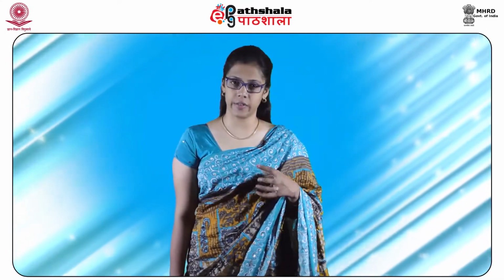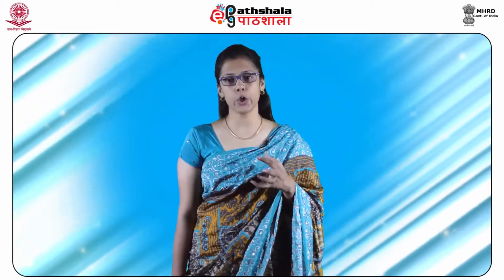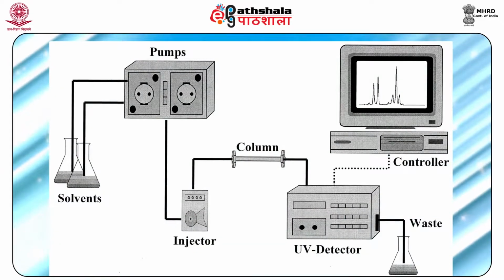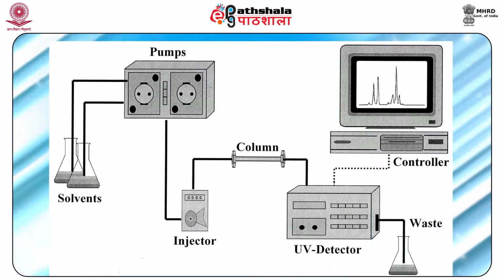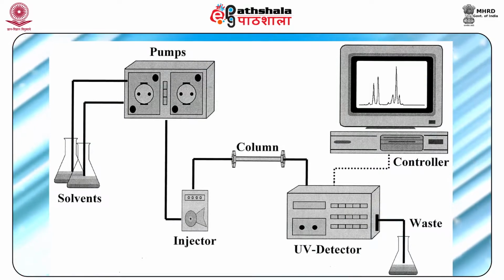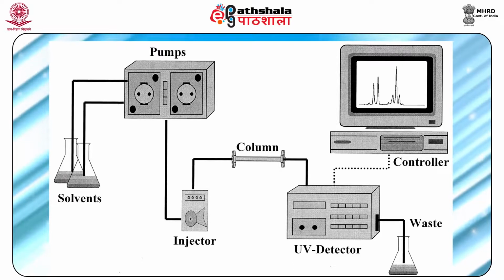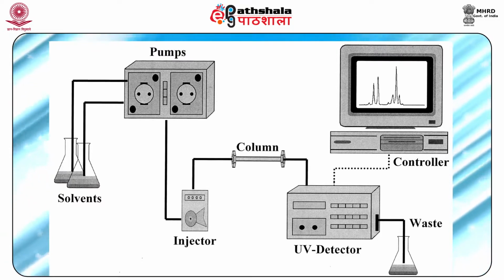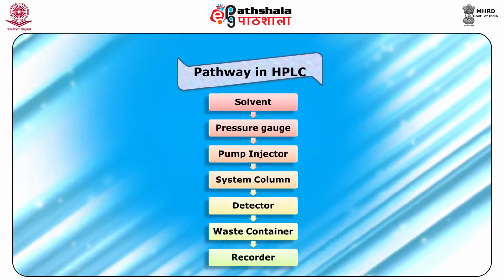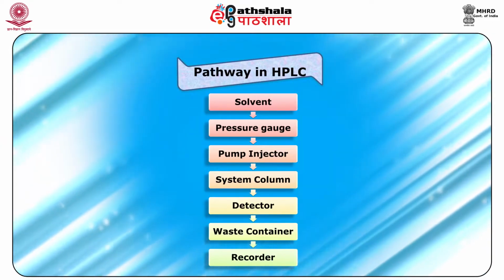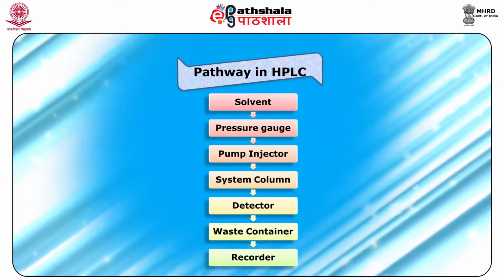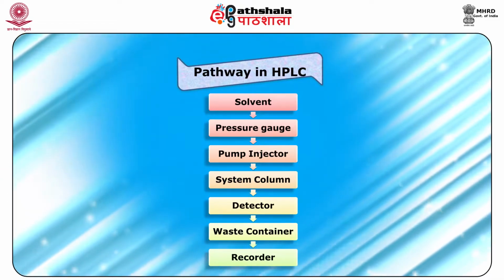There are various advantages of HPLC over TLC, for example, better resolution of dyes, quantitation and consistent retention times of separated components. The essential parts of HPLC consist of a pump, an injector, a column, a detector and a recorder or a data system. The separation takes place in the main part of the system, that is the column. The pathway in HPLC is: solvent, pressure gauge, pump, injector, column, detector, waste container, recorder.